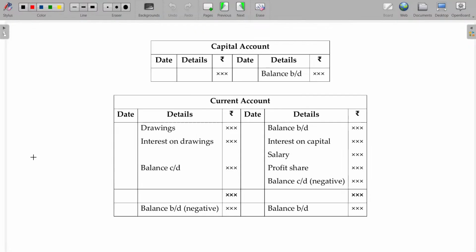Now, how should the capital account be? In the case of the capital account, we'll have only the initial balance brought down. You don't need to do any more adjustments in this capital account. It remains the same year after year. And in the case of the current account, all other things will be appearing. We'll start with the balance brought down.